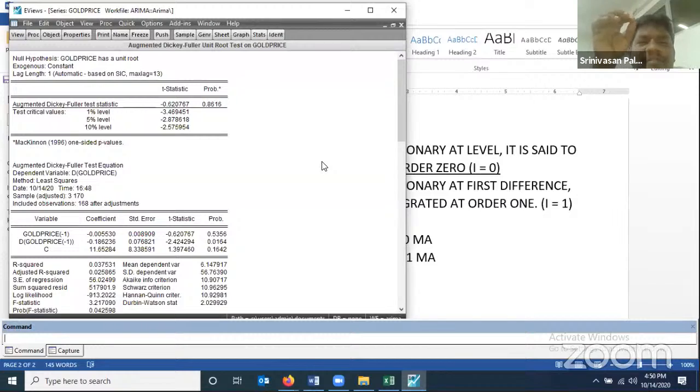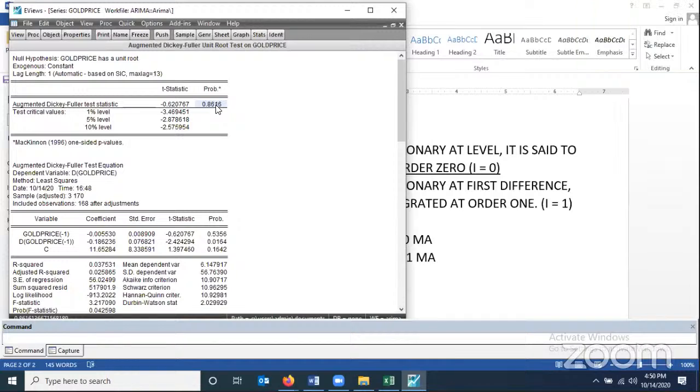If the probability value is less than 0.05, you have to reject the null hypothesis and accept the alternative hypothesis. Okay, fine, very good. So now you can see the probability value is 0.86. So what is the condition? Is the series stationary or non-stationary? Non-stationary. Yeah, we have to accept the null. It is non-stationarity. Okay, very good.